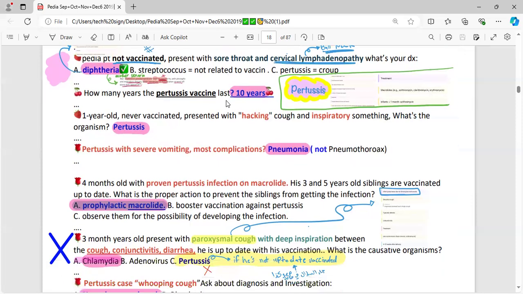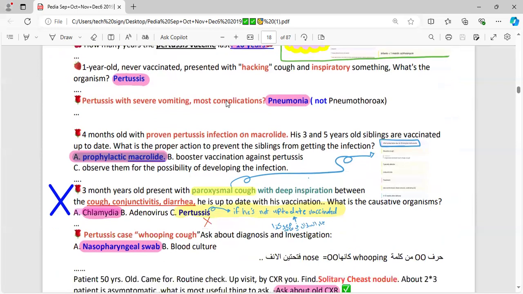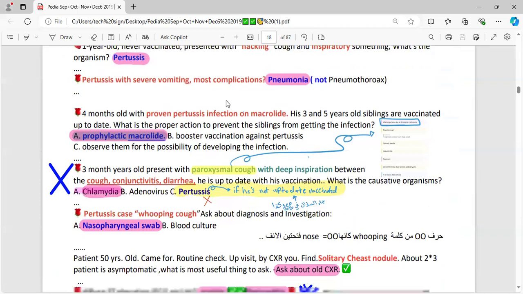How many years does the pertussis vaccine last? 10 years, then a booster is given. 1 year old never vaccinated presented with the hacking cough and inspiratory stridor, bordetella pertussis, whooping cough. Pertussis with the severe vomiting, most common complication, pneumonia.